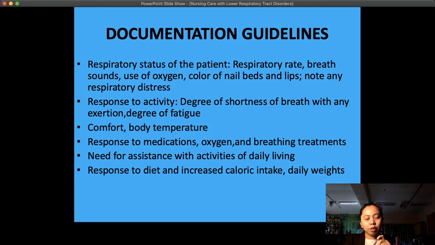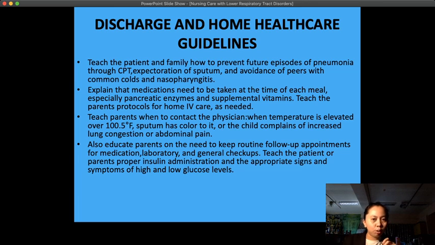Alright? And then respiratory status of the patient. So RR, oxygen, color of nail beds and lips, and then response to activity. So degree of shortness of breath, and any exertion, degree of fatigue, comfort, body temperature, so on and so forth. Okay, so discharge and home healthcare guidelines. So just the same, okay?